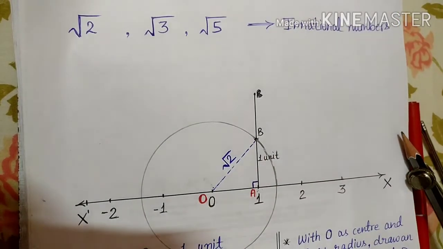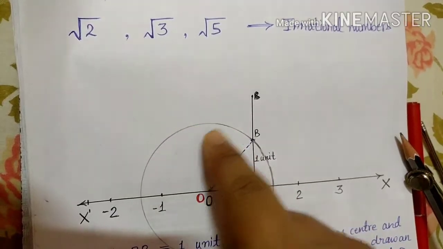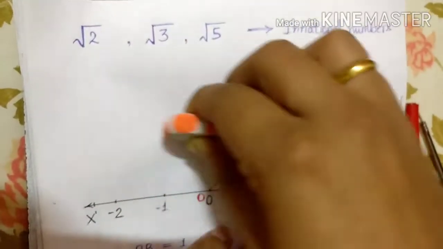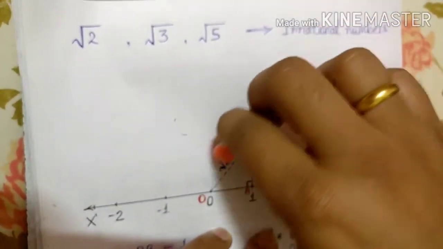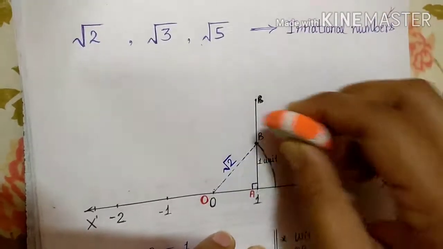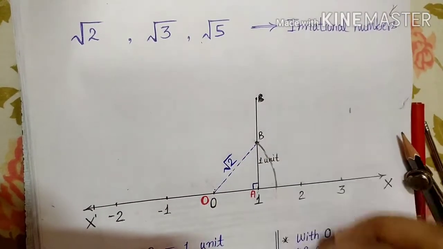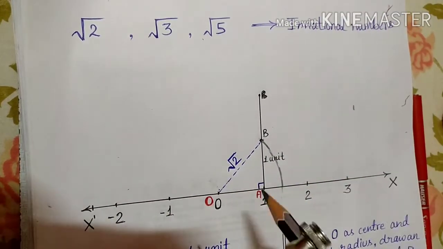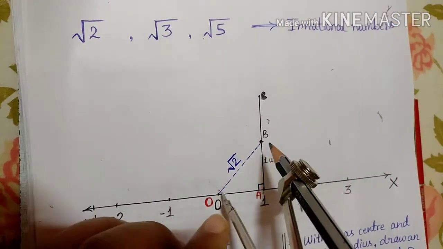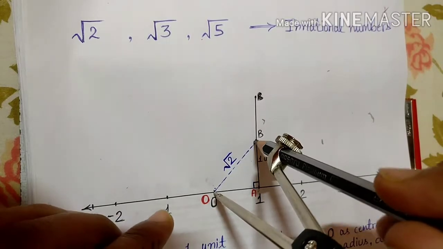First I'm going to remove this circle also. So I have removed this circle. I had drawn that circle just to explain to you that it is a radius. This OB is a radius. I'm going to remove this one also. Now I need to draw only this much, because this OB is root 2.